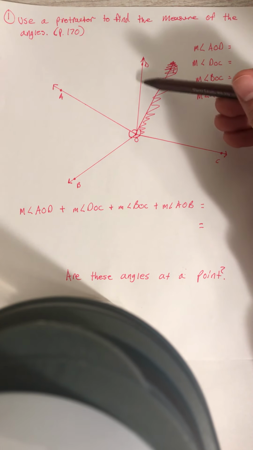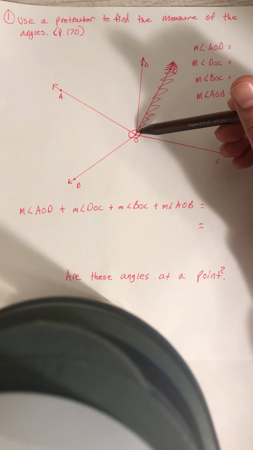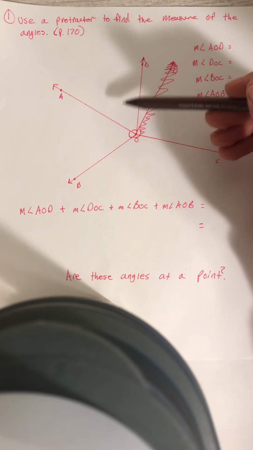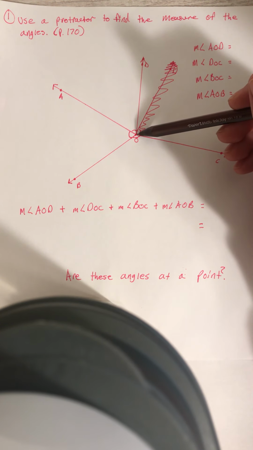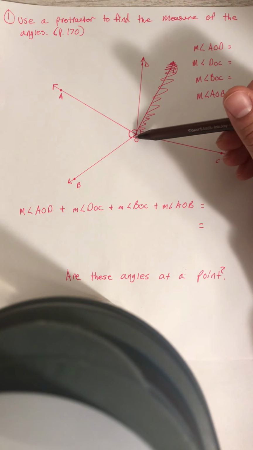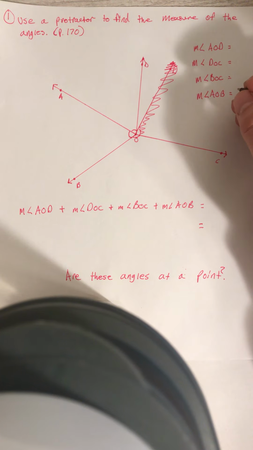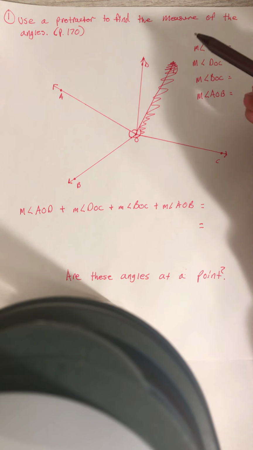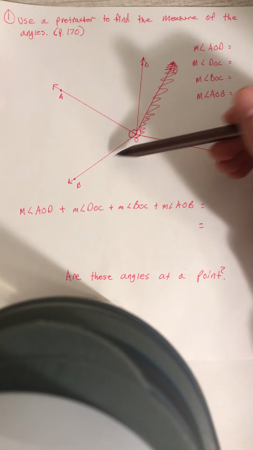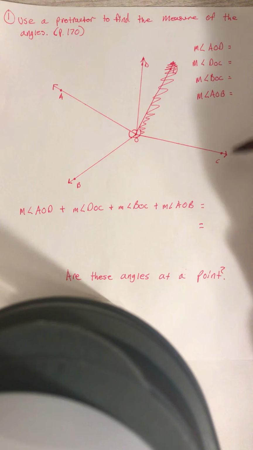So right here I have ray D, A, B, C, and my point O right here in the middle. So I have these 4 rays that all meet at this point. And if I have rays that meet at a point, there are no lines, the total measure of those rays is going to equal 360 degrees, just like the measure of a circle. So I know that when I get all of the angle measures of these angles off of these rays, their total is going to equal 360 degrees. So that's the number I'm looking for.